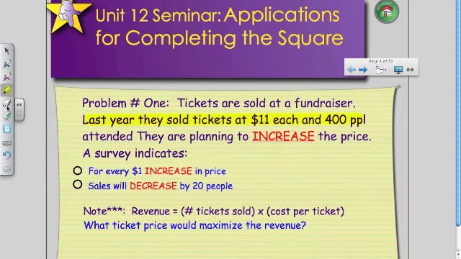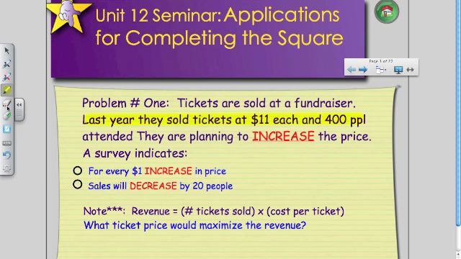Grade 10, Unit 12 seminar on word problems, applications of the different types of quadratic equations that you have learned up until now. Now, the first slide says applications for completing the square. That doesn't mean that in the entire Unit 12 guide you're going to be completing the square for every question. What that does mean is the first problem is an example where you have to complete the square.